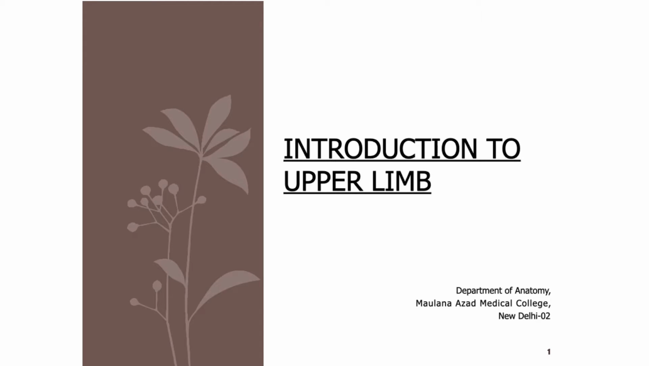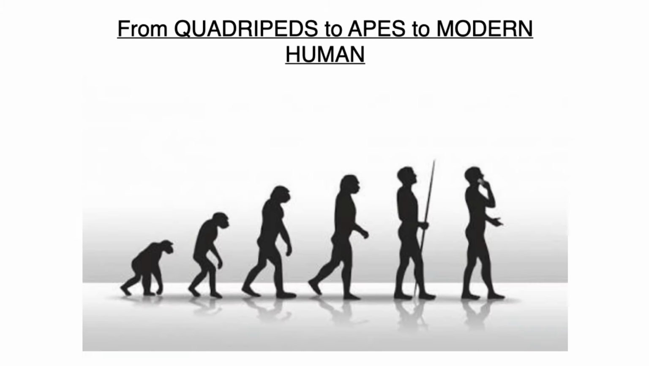Hello students, with this lecture we are going to start with upper limb. In the initial few slides we will learn about the changes which occurred in the upper limb during the process of evolution, and in the later half we will focus upon the human anatomy of upper limb. So let us start today's session.